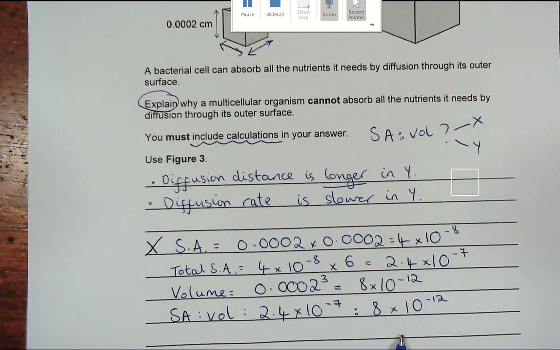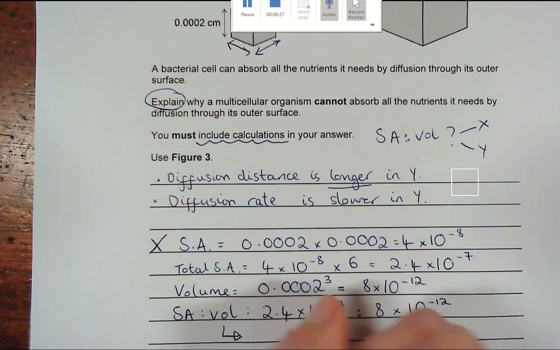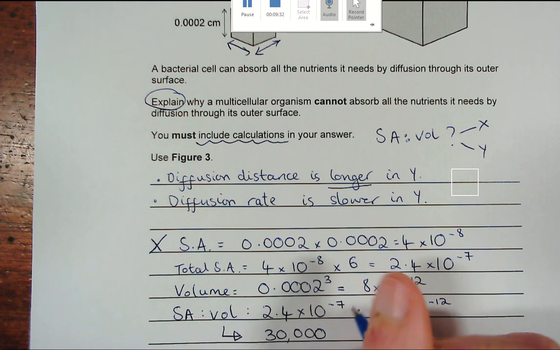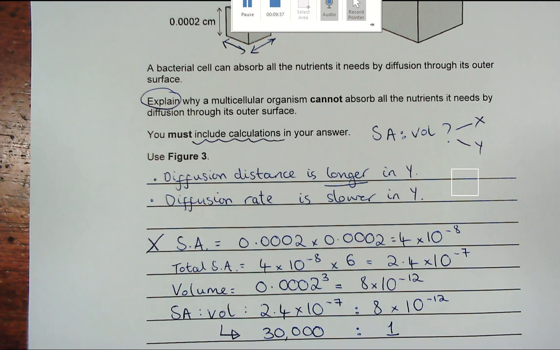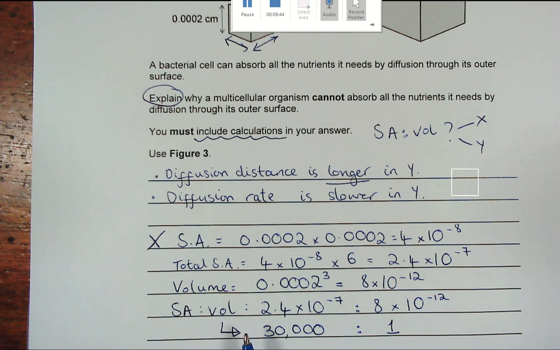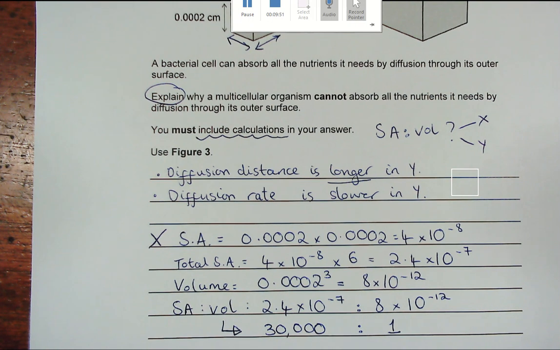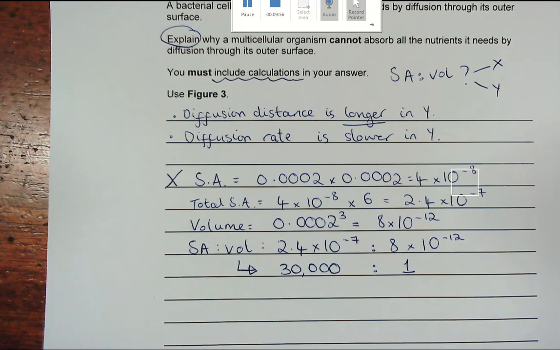But remember, we really want this volume expressed as 1. And if I do that calculation, I would find it's 30,000 to 1. That is an absolutely huge surface area compared to its volume. So that means that in this bacterial cell, it can diffuse everything it needs into the cell directly through the surface. It doesn't need a transport mechanism.